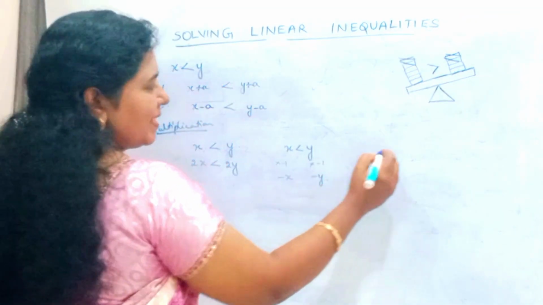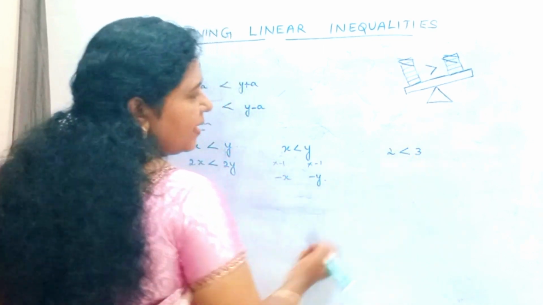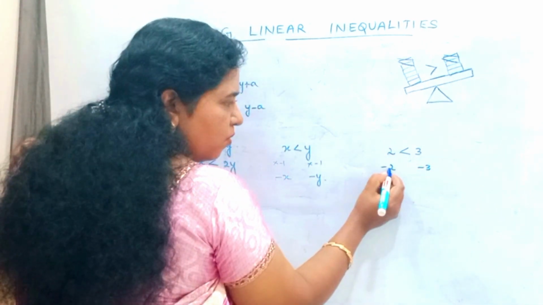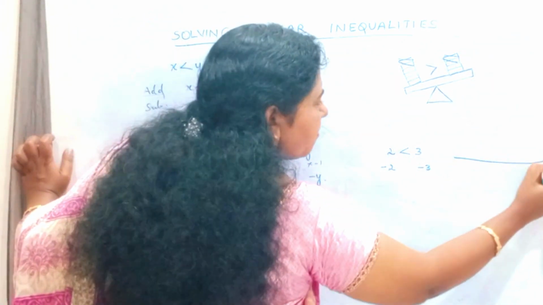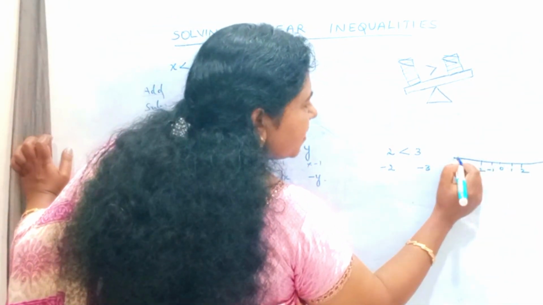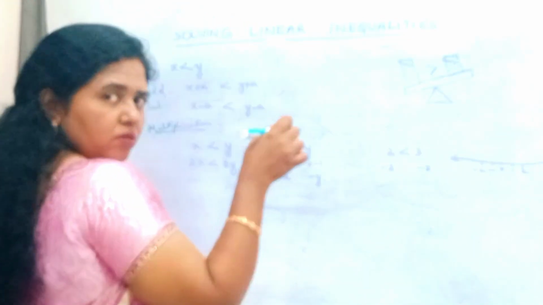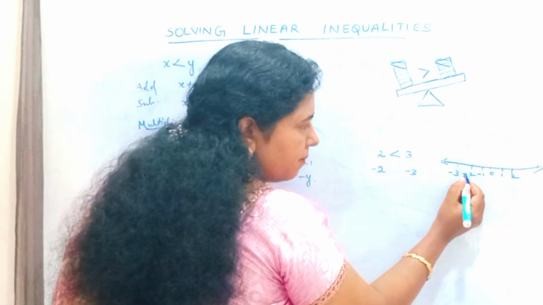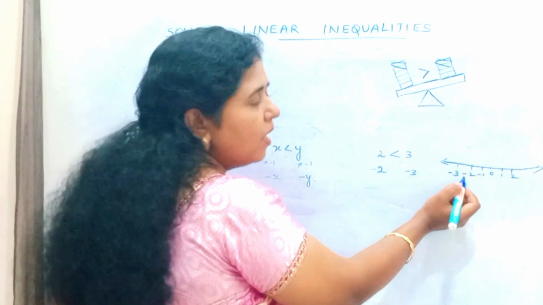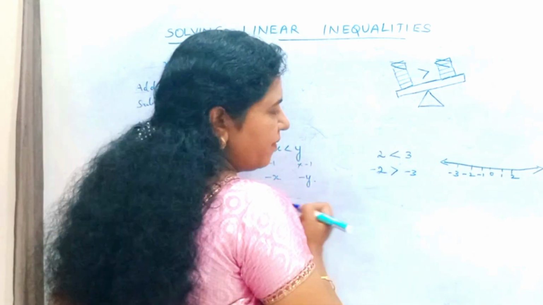Before this, just consider this example: 2 and 3. 2 is less than 3. What about minus 2 and minus 3? Minus 2 is greater than minus 3. In our number line, here it is 0, 1, 2, and here it is minus 1, minus 2. When we move from left to right, the values go on increasing. Minus 2 is here and minus 3 is here, so minus 2 comes to the right hand side of minus 3. So minus 2 is greater than minus 3. This is one way of analyzing.